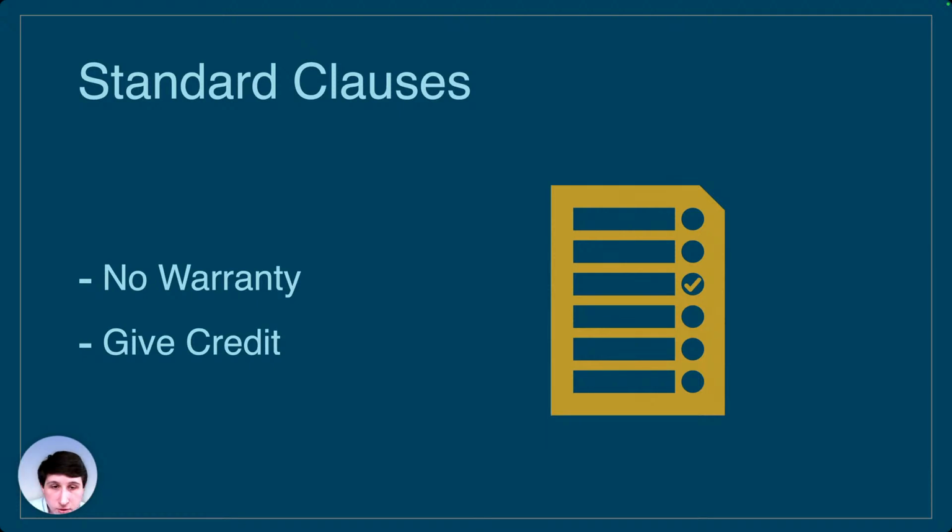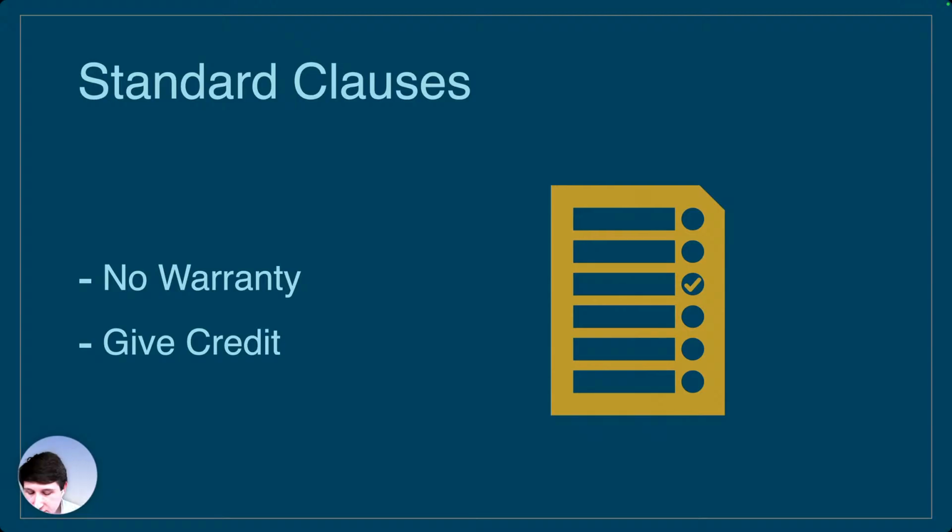The other standard clause you'll see in most of the licenses, but not all of them, though it's in the vast majority, is giving credit. So what this means is if you include this open source software in your piece of software, even if your software is proprietary, you somewhere in your software need to acknowledge that it includes that open source software.